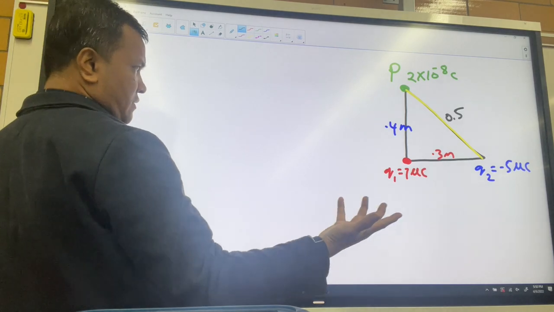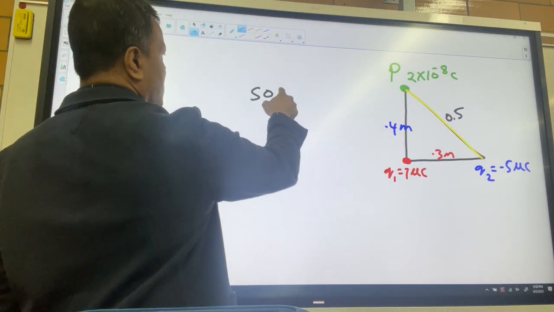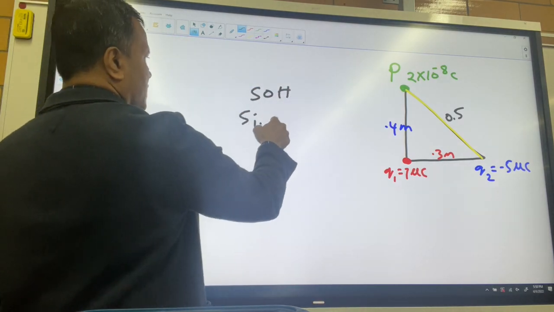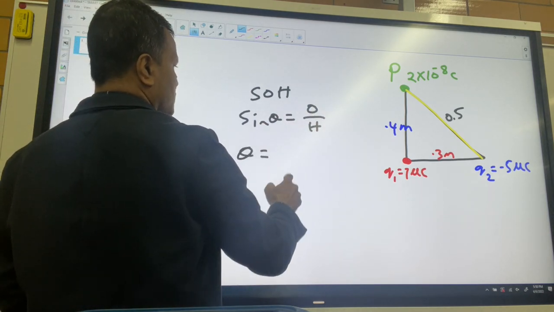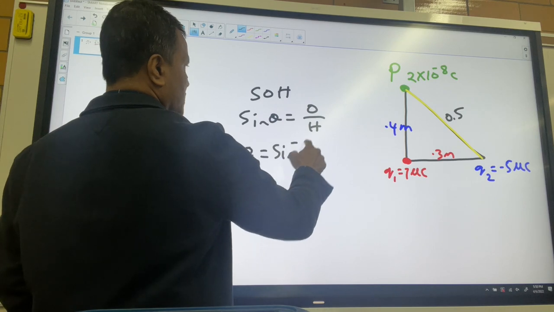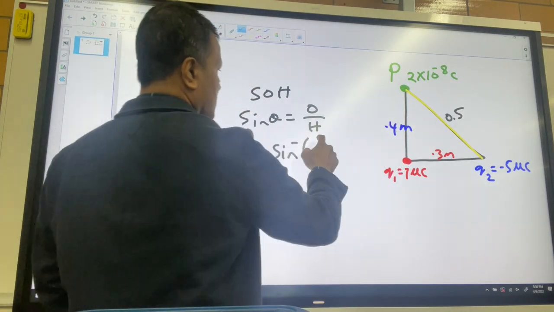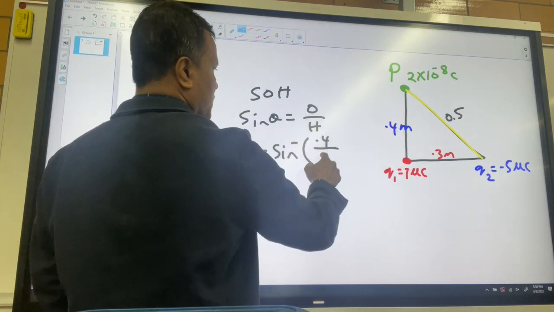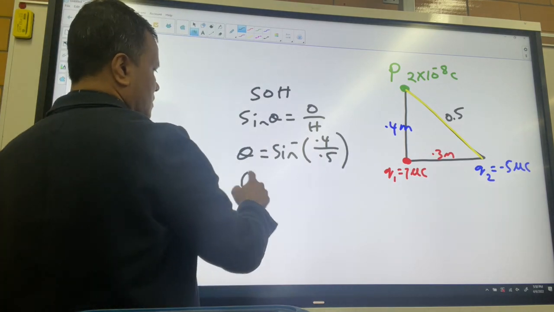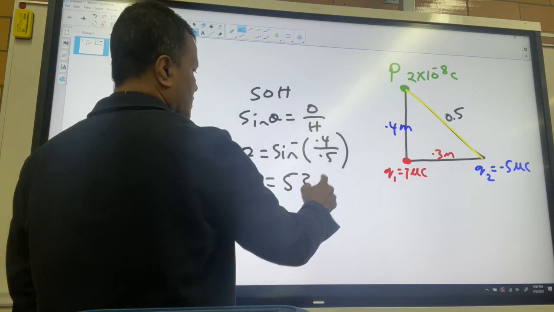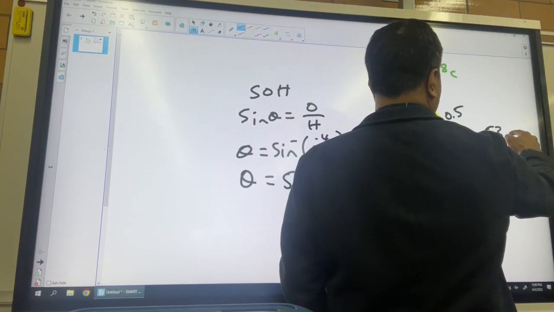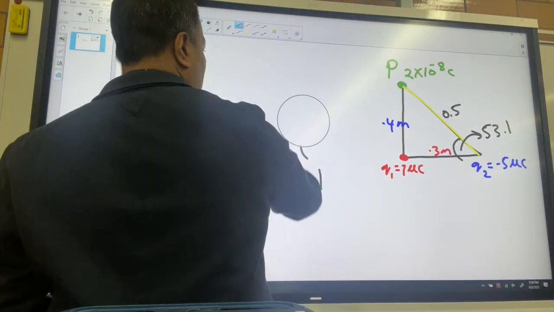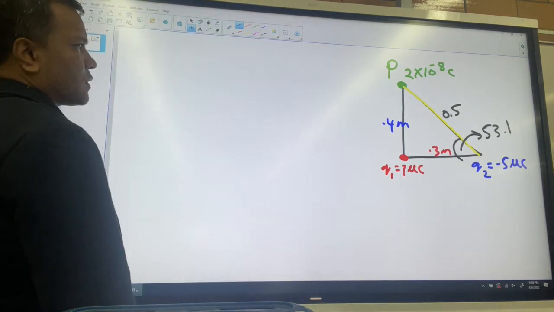Okay, now you can use SOH CAH TOA, all going to give you the same thing. So let's use sine. So sine theta is equal to opposite over hypotenuse. So theta is equal to sine inverse of opposite, which is 0.4, over hypotenuse, which is 0.5. So it's 53.1. So the angle is 53.1. Okay, good. Now, what are you going to have to find?